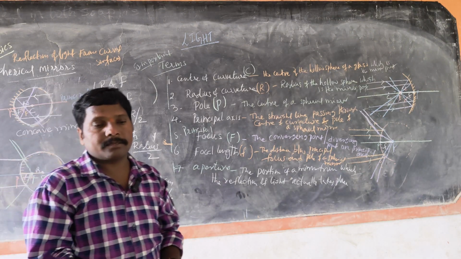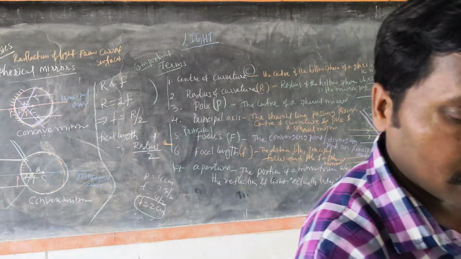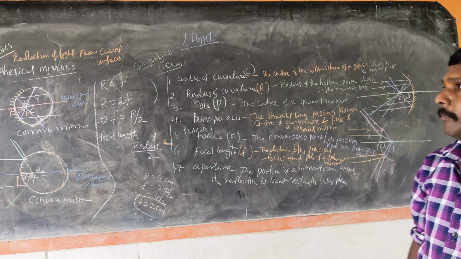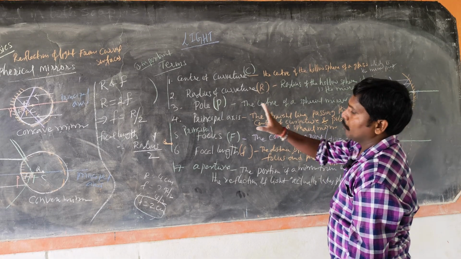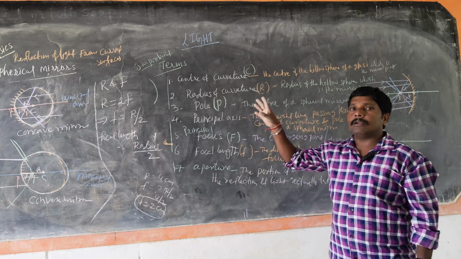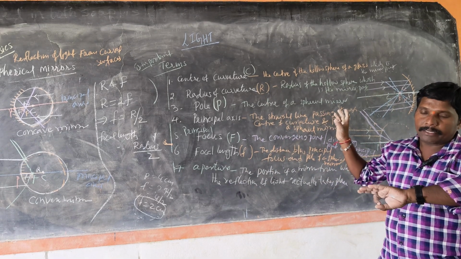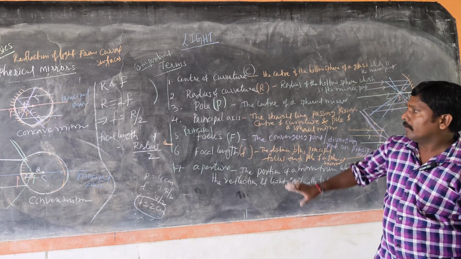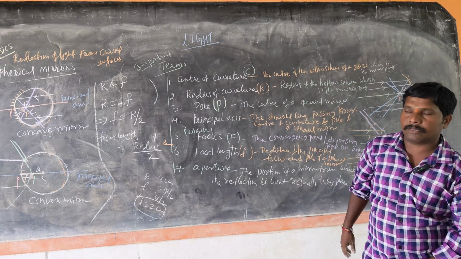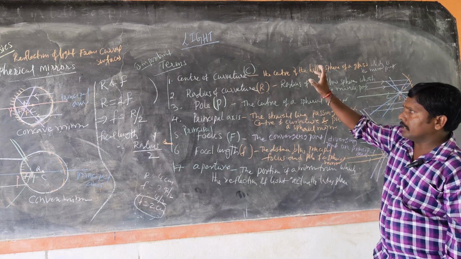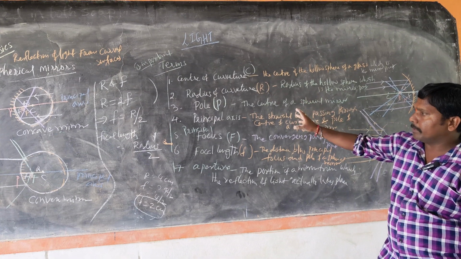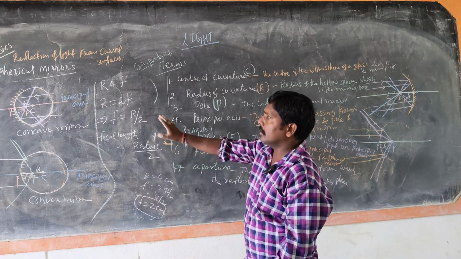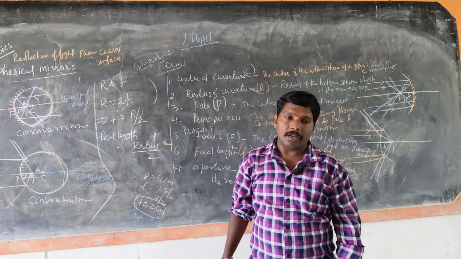This is about spherical mirrors, concave mirror, convex mirror, and some very important terms. Very easy to understand, no need to take much tension. Center of curvature, radius of curvature, pole, principal axis, principal focus, focal length, aperture, and the relation between radius of curvature and focal length.